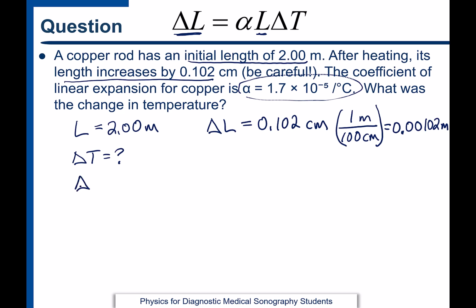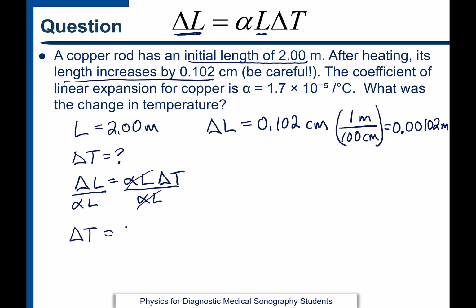Starting from our equation, delta L is equal to alpha L delta T. You'll notice the first thing we want to do is solve that for delta T. So I'm going to divide both sides by alpha L. So those will cancel out. And what I'm left with is that delta T is equal to delta L over alpha L. Now I'm ready to just plug in the values.